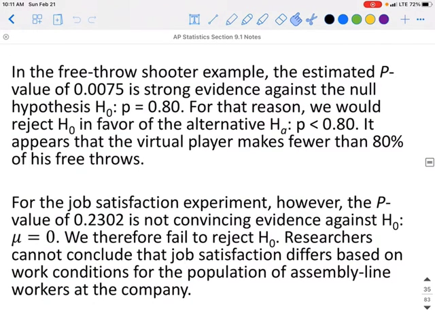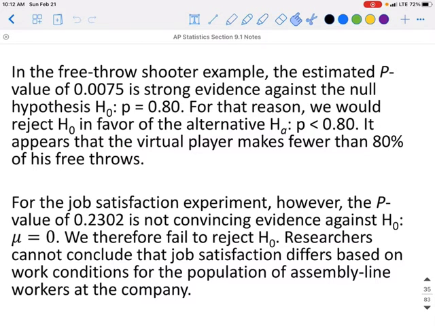So in the free throw shooter example, the estimated p-value of 0.0075 is strong evidence against the null hypothesis that the shooter's probability of making a free throw was 80%. For that reason, we reject the null hypothesis in favor of the alternative hypothesis that the probability of making a free throw is less than 80%.